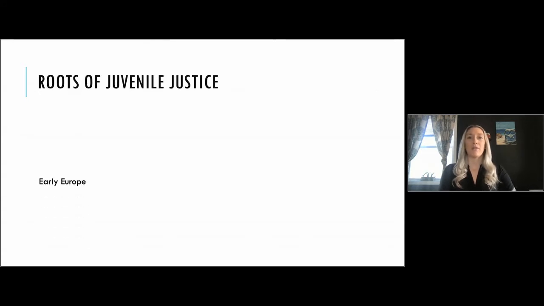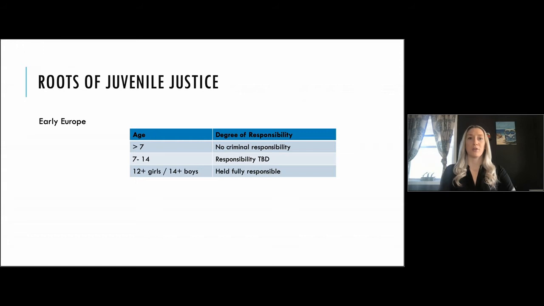So let's start by covering the roots of juvenile justice. We have to begin by talking about early Europe. In early Europe, youth under the age of 7 were not held criminally responsible for their behavior. It was looked at as an issue that the parents would deal with.